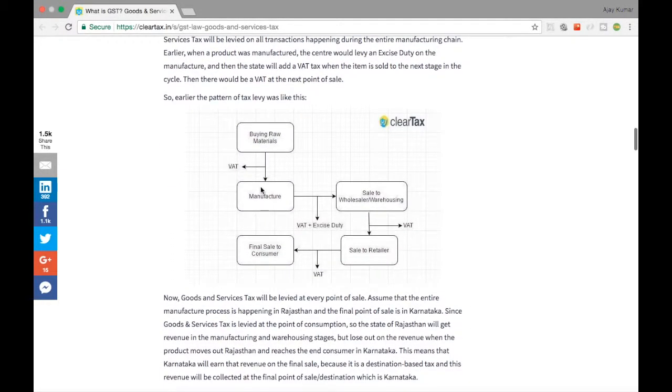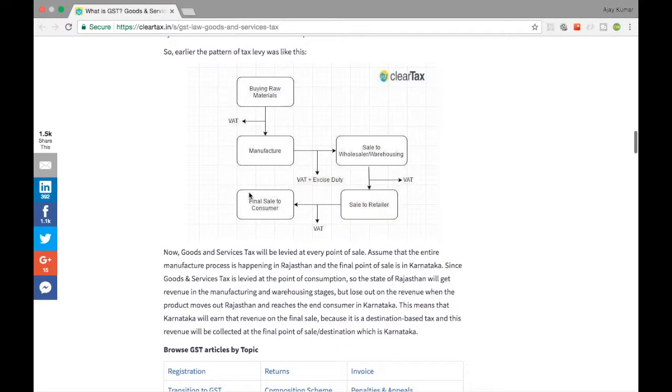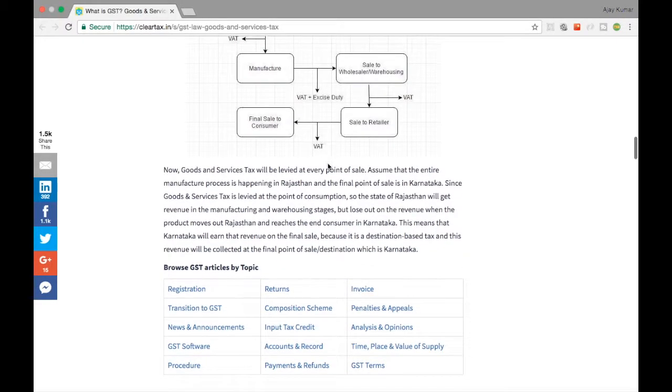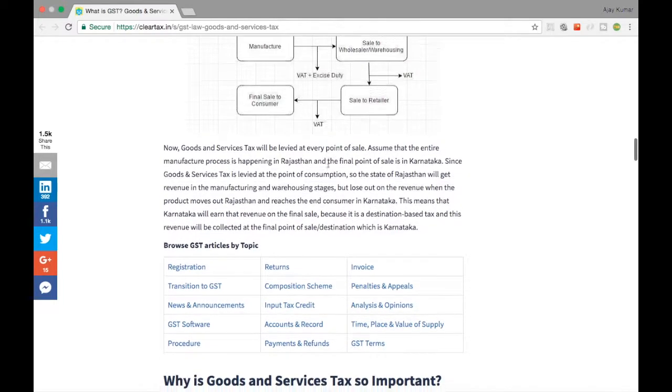If you notice, this is how it will be. The previous pattern was that when you buy a raw material you pay VAT, then when you manufacture it and sell it to a wholesaler you have to pay VAT plus the excise duty, and then from the wholesaler to the retailer you have to pay VAT, and again from the retailer to the customer you have to pay VAT. So VAT is paid at each level, right? Here also we are going to pay the tax at each level. However, it is going to be only on the value added by that particular seller. That is the major difference.